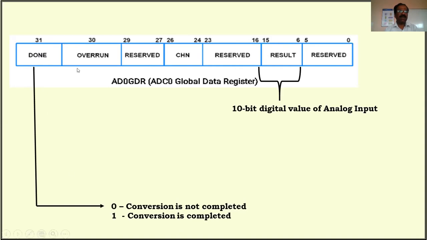We have to check the status of bit number 31 of your global data register. If it is 0, the conversion is not yet completed. Therefore, we have to wait until this bit becomes 1. If it is 1, the conversion is over. The converted digital value is available on these bits, that is, bit number 6 to bit number 15 contains the converted digital value. We have to display this digital value on the LCD.